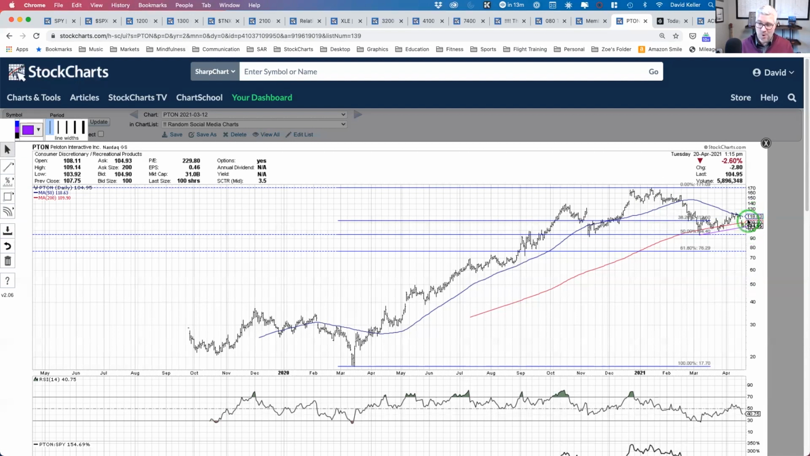So let's assume that Peloton does not go lower from here. And what happens if it goes higher? So first things first, the 50-day moving average, right? We're below a declining 50-day moving average. I think if the price goes back above the 50-day, that would negate some of the negative impressions that we've had, negate some of the downside targets, and indicate that Peloton is more in a consolidation phase than a distribution phase. Step two would be a break above the swing high.